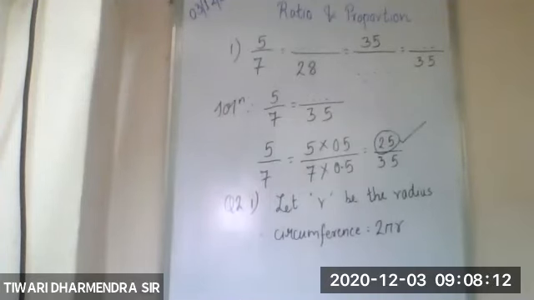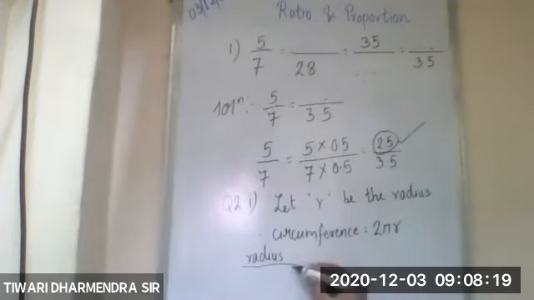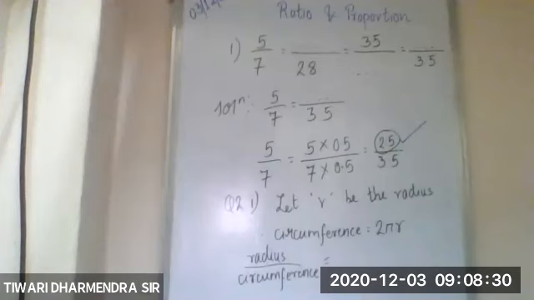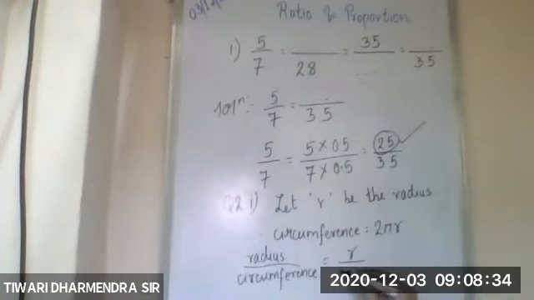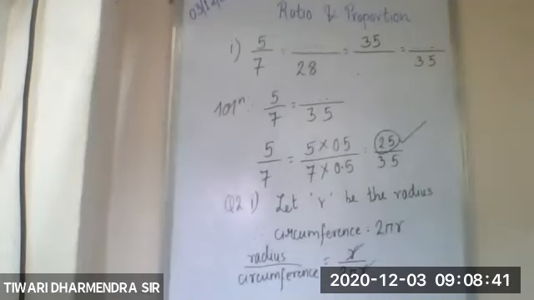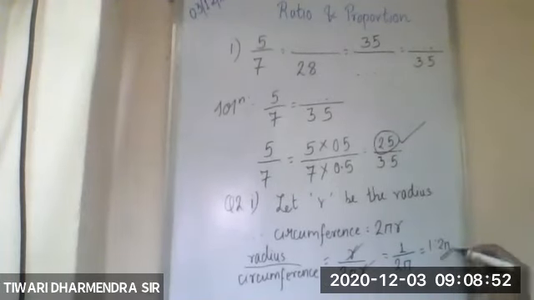Now they're asking the ratio of radius to circumference. So radius upon circumference is equal to radius r divided by circumference 2 pi r. As you can see, r is the same term present in numerator and denominator. r gets cancelled. What remains? 1 upon 2 pi. So this is nothing but 1 is to 2 pi. Done. This is our answer for question number 2 first. Now let's move to the next problem.